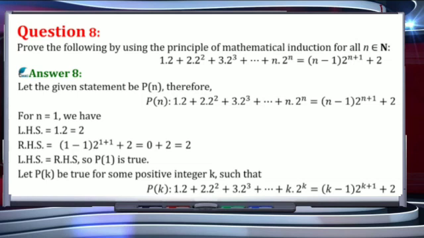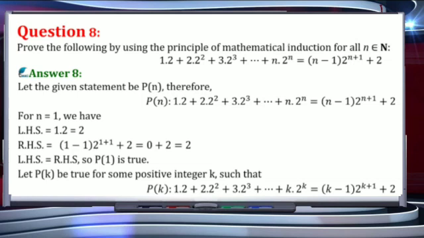Let us define this whole value as P(n), and we will proceed with n equal to 1. For n equal to 1, LHS will be the first term, that is 1.2, which comes out to be 2. For RHS, we substitute n as 1 over here. So that is (1 − 1)·2^(1+1) + 2. The first bracket will become 0, and the rest is plus 2. So our result is 2.